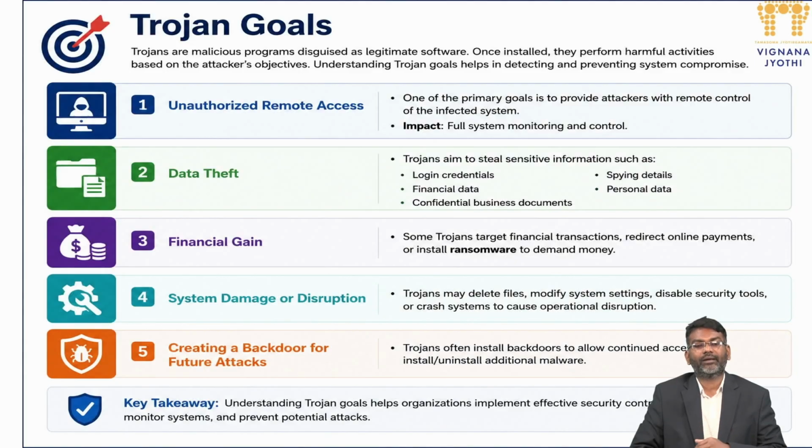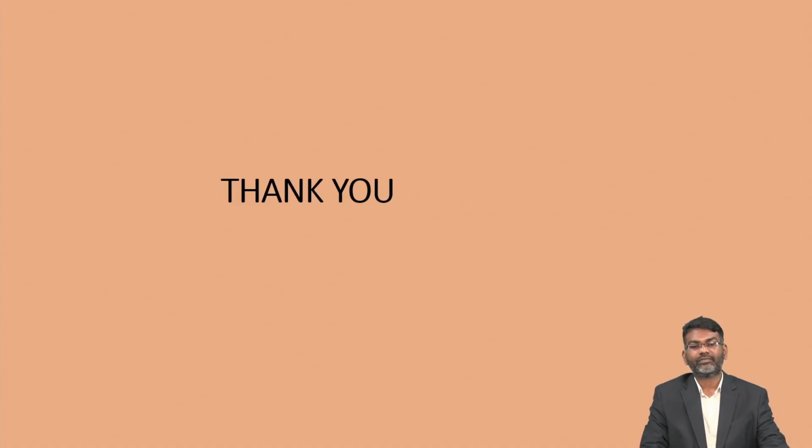And next, creating a backdoor for future attacks. The Trojan's main goal is not only attacking now; in the near future, it wants to gain control over the entire system. It will be installing different types of backdoors that continuously allow the attacker to access the data or the system resources. These are the different goals of Trojans.